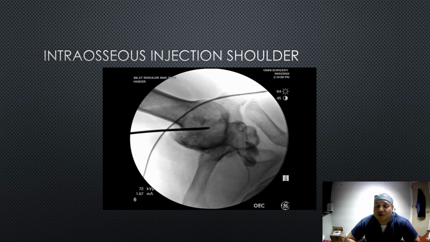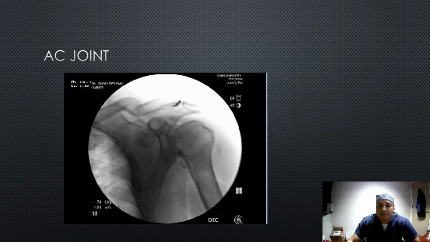Now, I will note that I was previously performing only injection with bone marrow aspirate concentrate, but over time we have found that injecting PRP in addition to bone marrow aspirate concentrate may be giving us better results. So now we are adding both of those to our injections. This is showing another AC joint injection with contrast within the acromioclavicular joint. So just be careful when treating the shoulder not to miss the acromioclavicular joint.